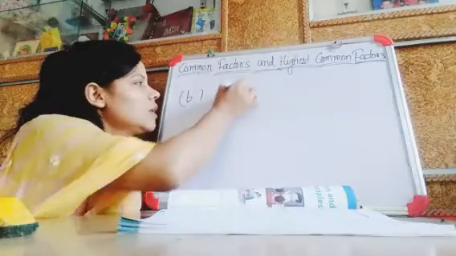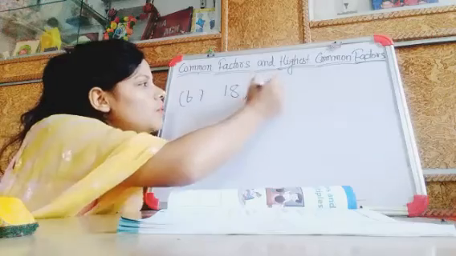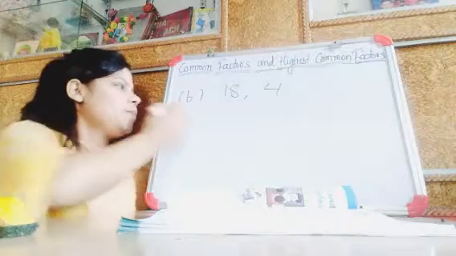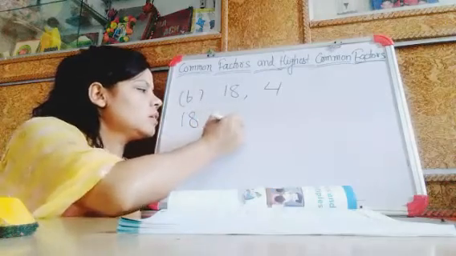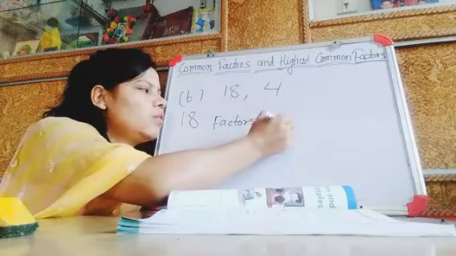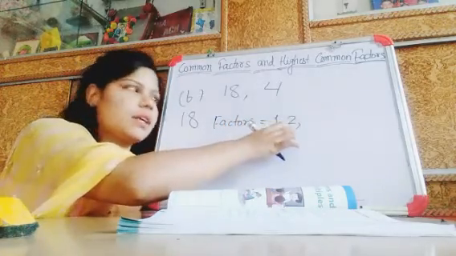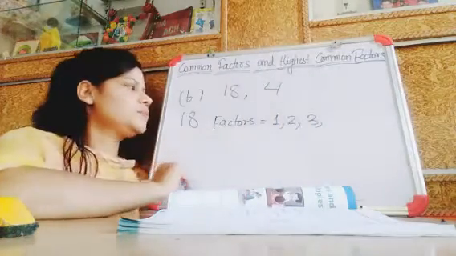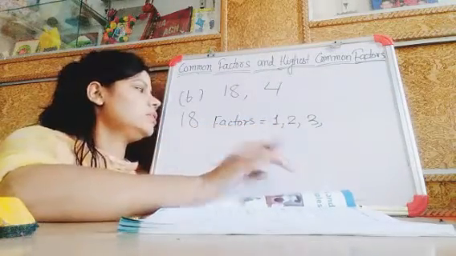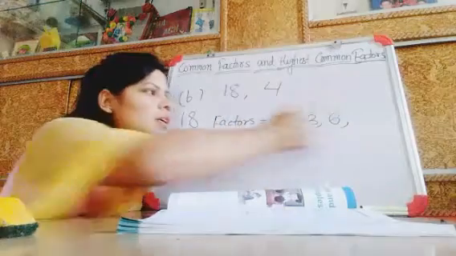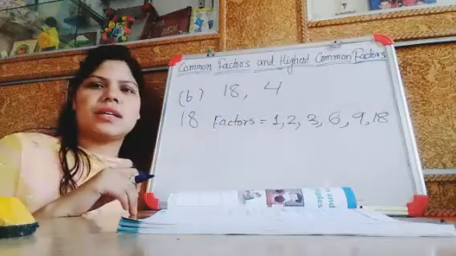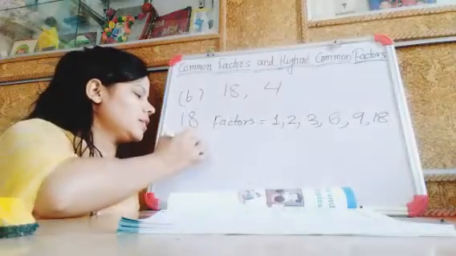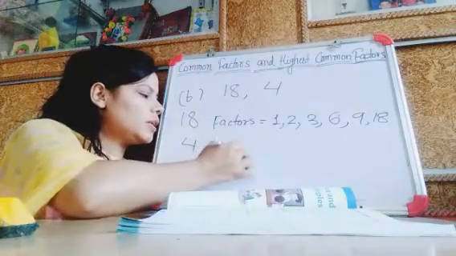Question number 2 (b): 18 and 4. If I ask what are the factors of 18, the factors will be 1, 2, because 2 nines are 18, 3 sixes are 18, 4 is not a factor, 5 is not, and 6 threes are 18, then 9 twos are 18, and 18. Understand, dear student? Then if I write here 4, what are the factors of 4?